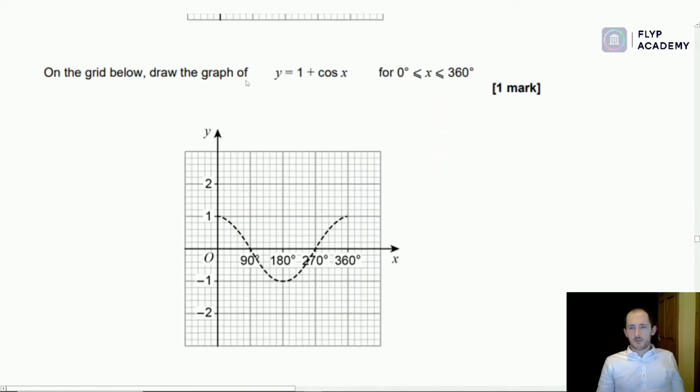And then it says draw the graph of 1 plus cos x. So remember, it's outside the bracket, so it's going to plus 1 to y. So here, all it's going to do is drag the whole graph up. Here, y is 1, so now y is 2. Here, y is 0, so now y is 1. Here, y is minus 1, so now it's 0. Here, y is 0, so now it's back to 1. Here, y is 1, so it's 2. And we draw the exact same shape.